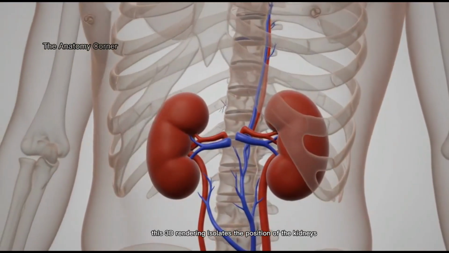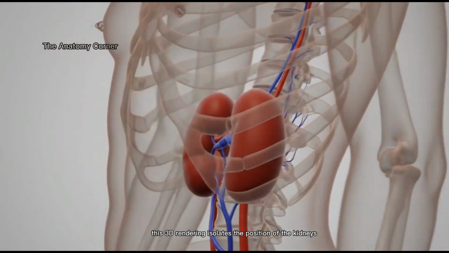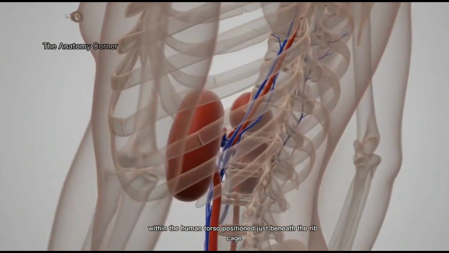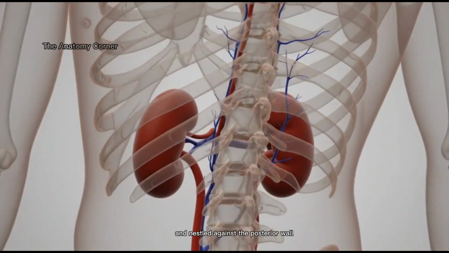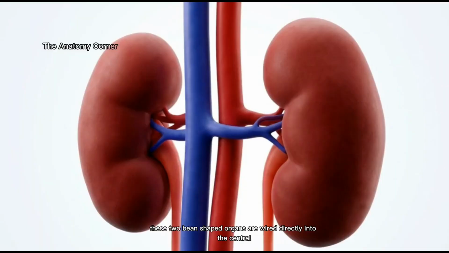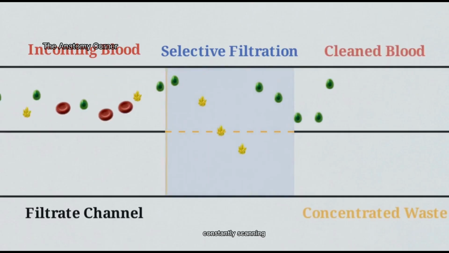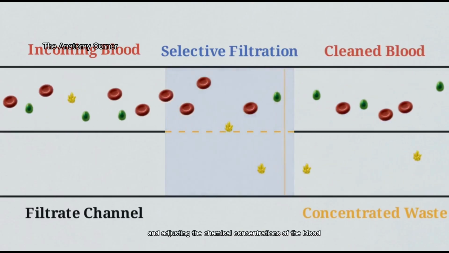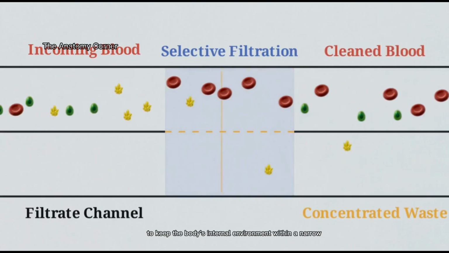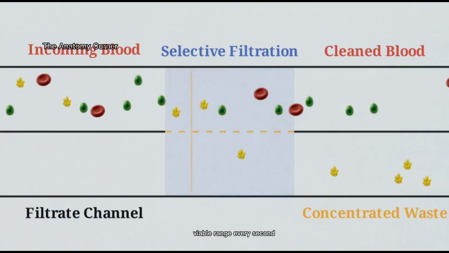This 3D rendering isolates the position of the kidneys within the human torso. Positioned just beneath the rib cage and nestled against the posterior wall, these two bean-shaped organs are wired directly into the central vascular system. These organs function as active regulators, constantly scanning and adjusting the chemical concentrations of the blood to keep the body's internal environment within a narrow, viable range.